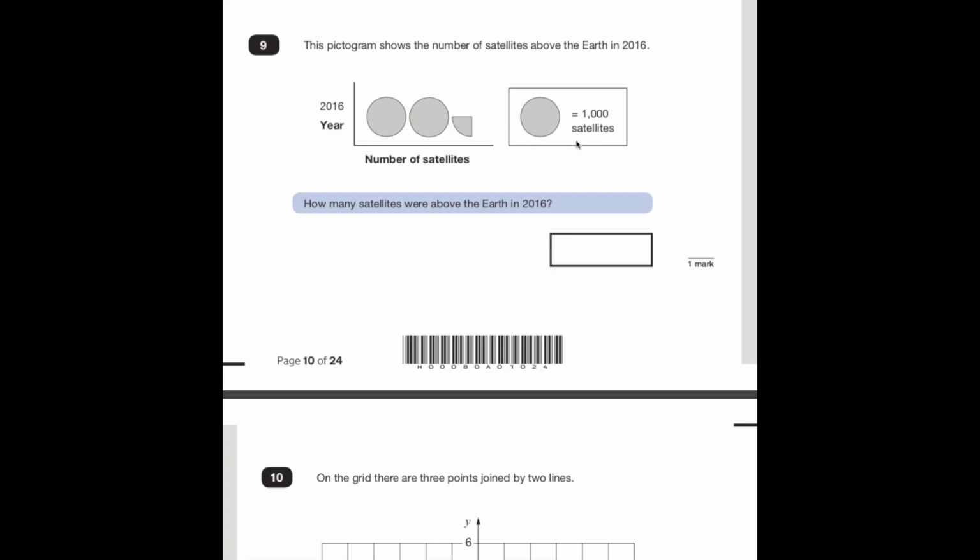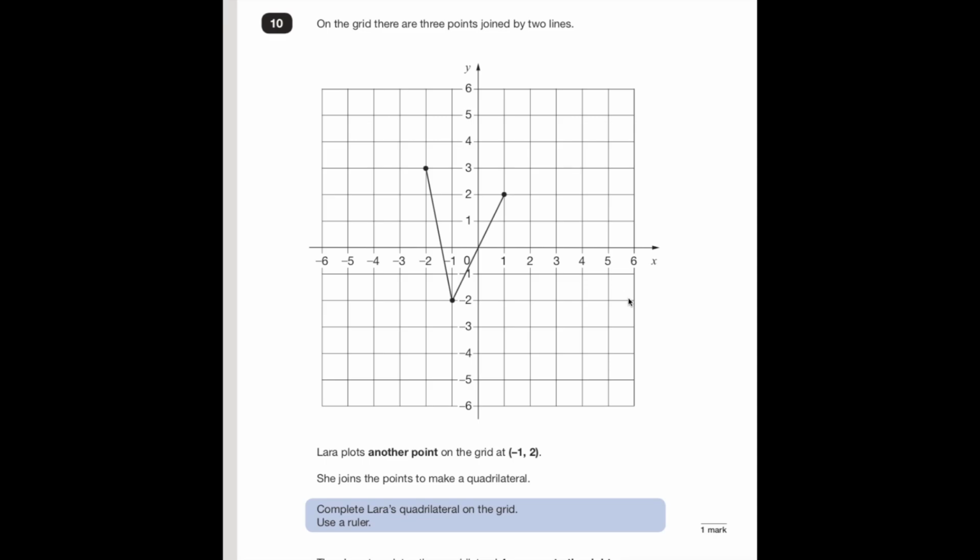And all you need to do is half it and half it again, which would be 250. So 1,000, 2,000 plus 250 is 2,250 satellites. Number 10, there is a grid with 3 points that have been joined with 2 lines.